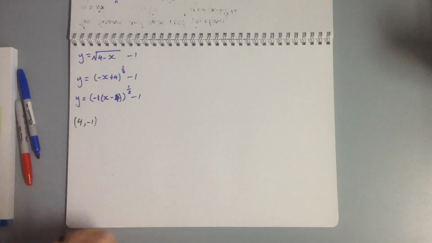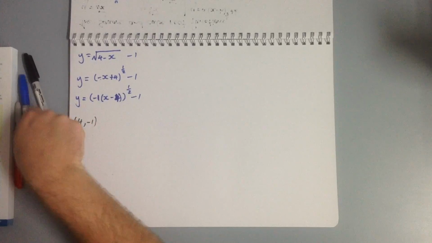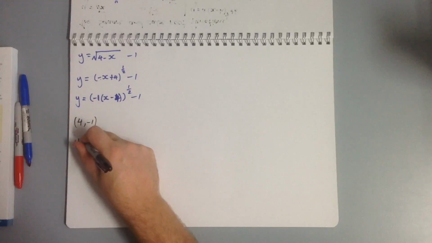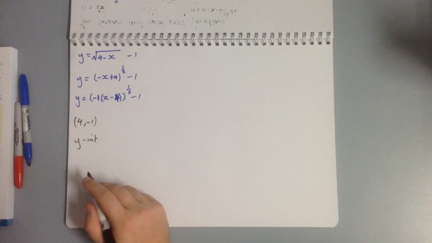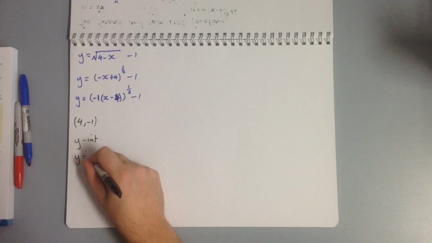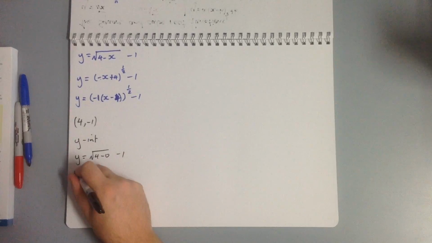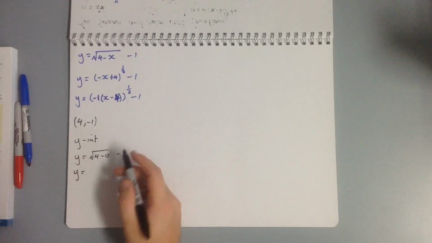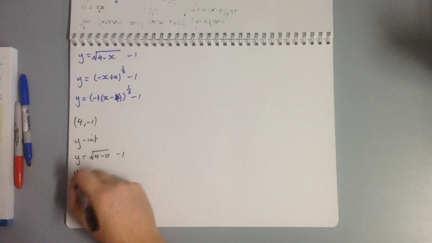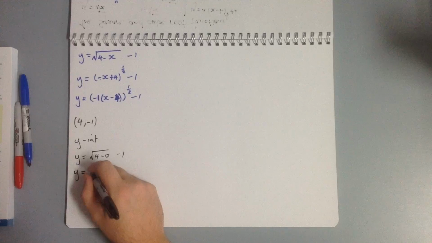Okay, so we've got pretty much, no we don't, we need our x and y intercepts, because it's been translated, we'll get x and y intercepts. So we'll start off with our y intercept, so that's when we let x equal 0, so y equals the square root of 4 minus 0 minus 1, which is y equals square root of 4, obviously 2 take 1, will give us 1.